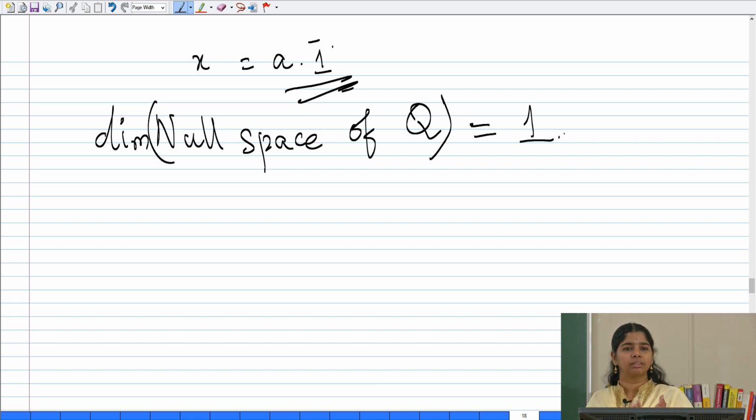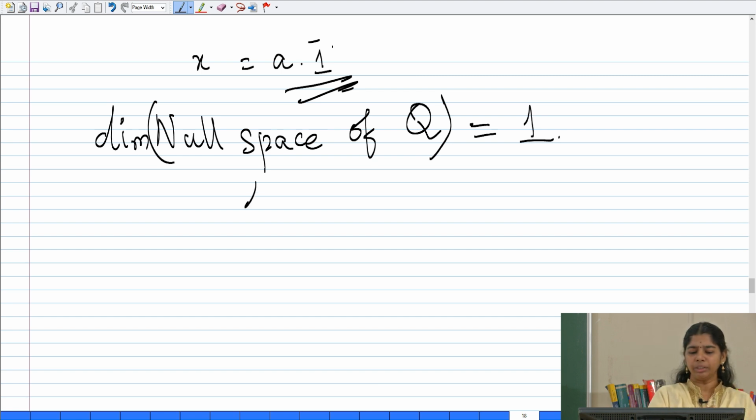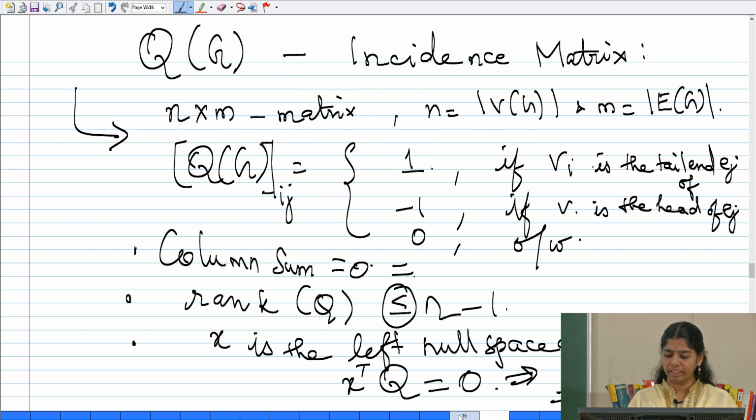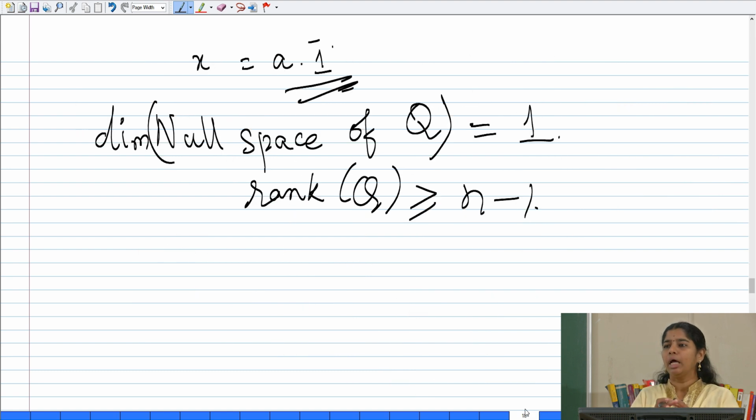So what does this tell us? If the null space has dimension 1, then what will be the rank of q? By the rank nullity theorem, you can immediately conclude that it should be n minus 1. So that means the rank of q is greater than or equal to n minus 1. In fact, it is equal. We have already seen that the rank of q is less than or equal to n minus 1, and now we have shown it is at least n minus 1. Therefore, the rank of q is equal to n minus 1.